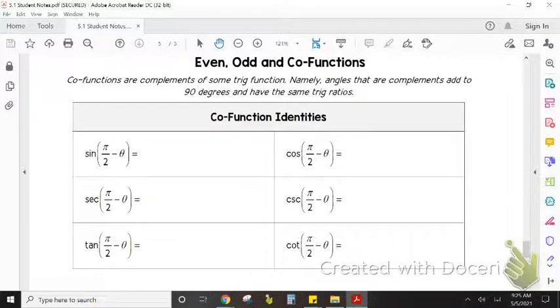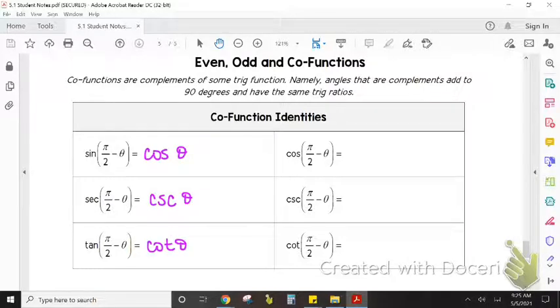So they tell us if we got sine of pi over 2 minus theta, that's going to equal cosine of theta. And the reason is if I take pi over 2 minus theta and I add theta, I'm going to get pi over 2, which is 90 degrees. Okay? Secant of pi over 2 minus theta then will equal cosecant of theta. Tangent of pi over 2 minus theta will equal cotangent of theta.